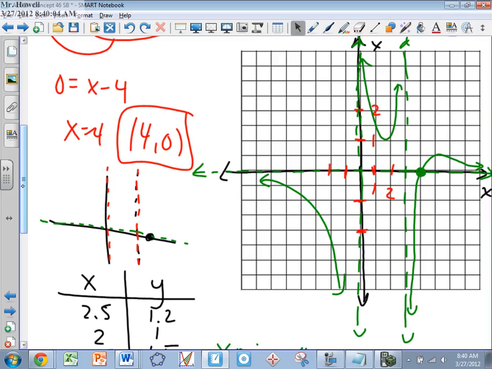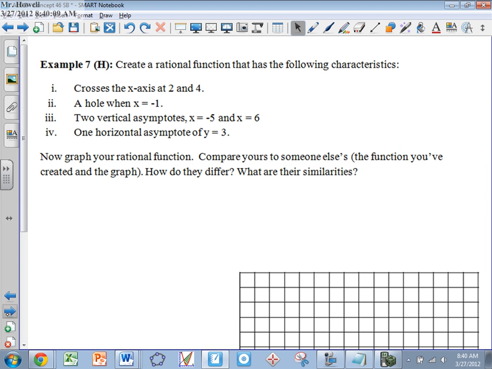Let's go on to number 7. I want to finish with number 7 here. Number 7 is very, very difficult, simply because now I'm giving you properties, and what I would like you to do here is come up with an equation first.